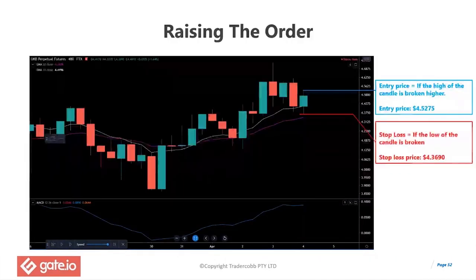So, again, another example. Entry price 452, stop loss 436. The distance between here and here is our risk.